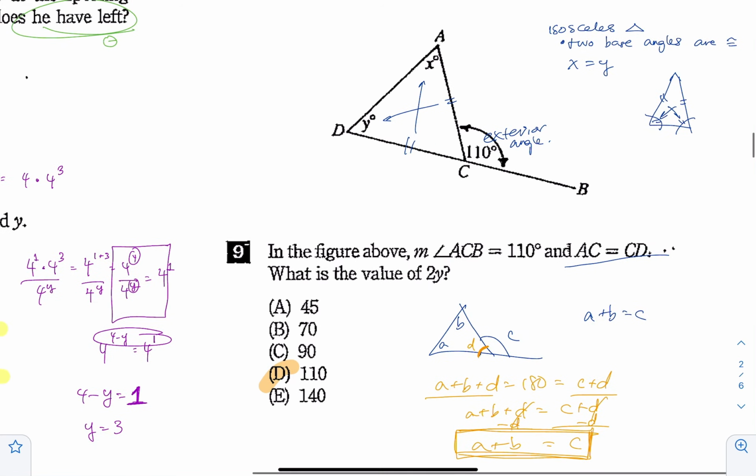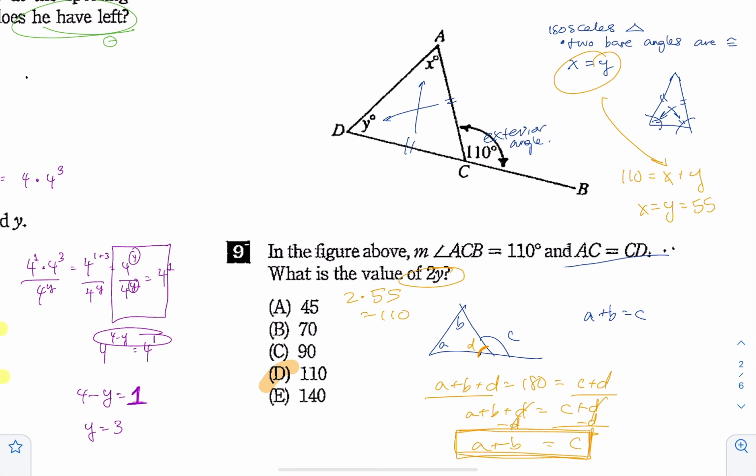So in this case, you know that 110 is equal to x plus y, but x and y are the same. So that means that x is equal to y is equal to half of 110, or 55. Now, 55 is not the answer because we want 2 times y, so that's 2 times 55, which will be 110, which is choice D.